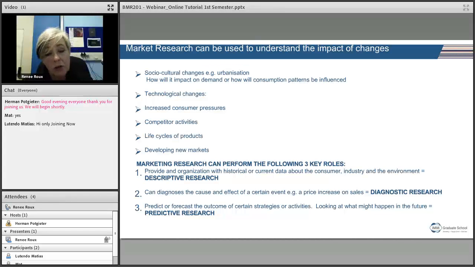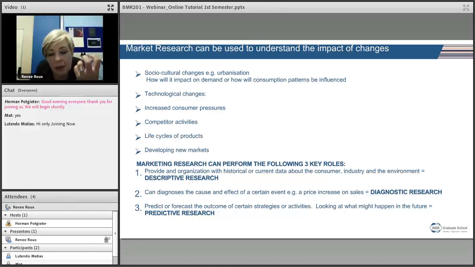Then there's a next role that research can play, and that is in terms of cause and effect. What do I mean by cause and effect? A perfect example is when a company is planning to increase their prices. They need to understand what the impact of that price increase will be on the sales. Will they see a significant drop in sales? Will it stay the same? Will it drop initially and then go back to normal levels? Will it have no impact at all? So that's what we call cause and effect.